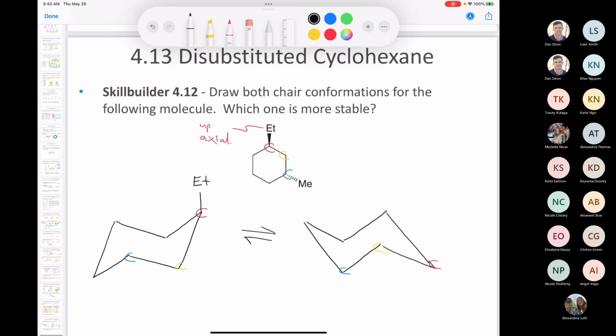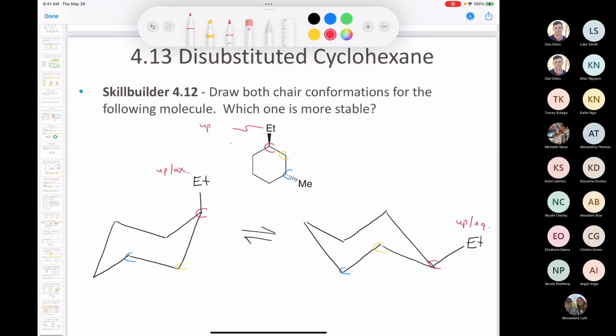So if it's up and axial, that means that when we flip the ring, it's still going to be pointing up, but now it's not going to be axial, it's going to be up and equatorial. So what's up and equatorial going to look like? Well, remember that our bond coming off that's equatorial has to be parallel with those two lines. So our bond is going to look something like this, and we're going to have our ethyl group here. Again, this is up and axial. This is up and equatorial.